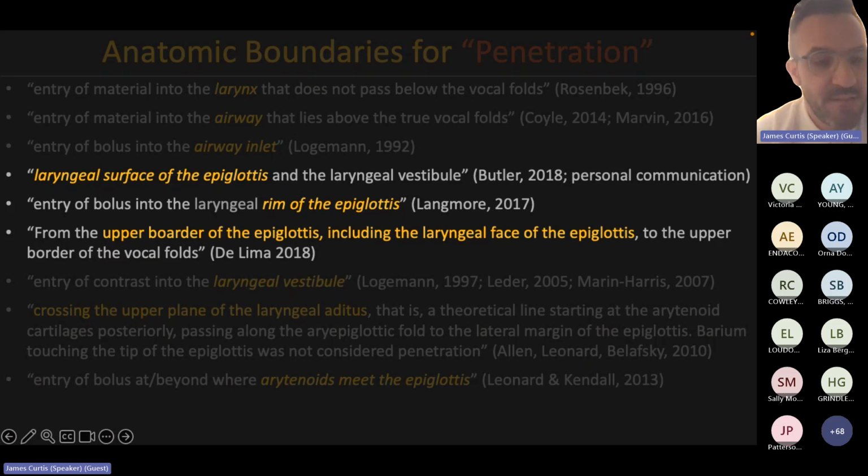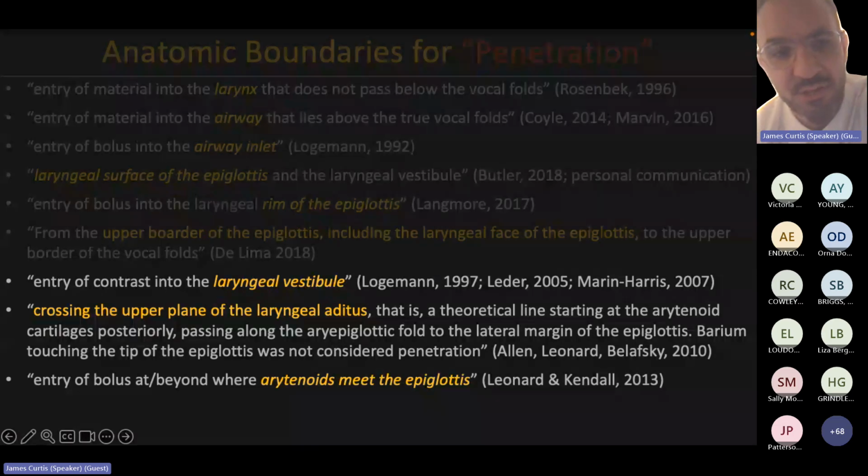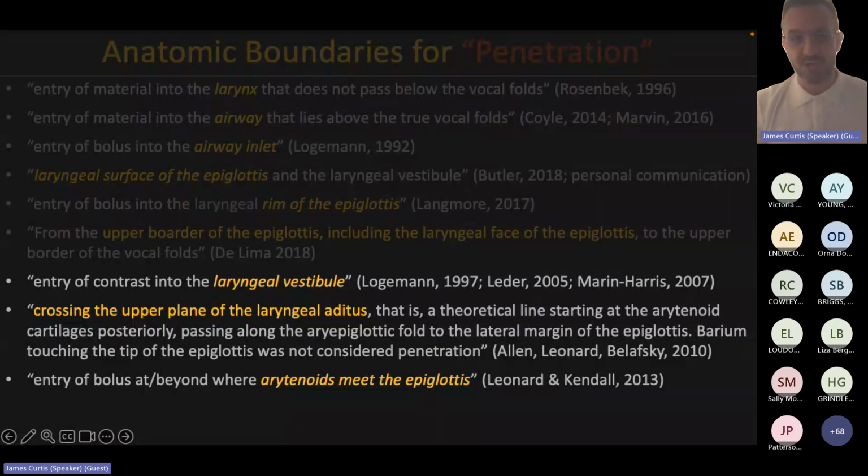These next definitions are anatomic boundaries for penetration including essentially the free end, or the floppy part, of the epiglottis. And in this lower group, penetration is defined as really not the floppy part of the epiglottis, but everything just within the laryngeal vestibule, assuming that the vestibule does not include the free end of the epiglottis. So across all of these researchers, we can see that we're using the same term, penetration, but different people are actually defining penetration differently.